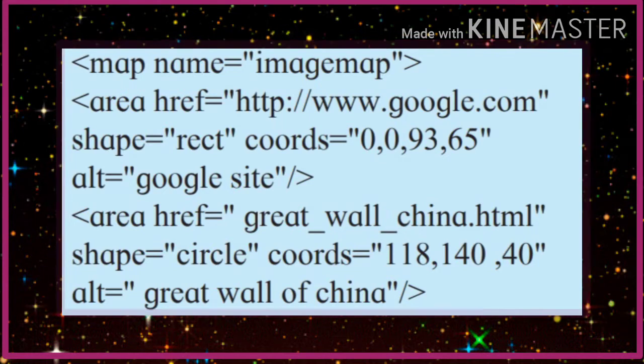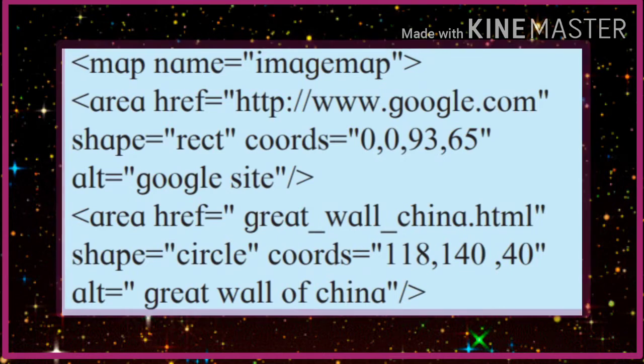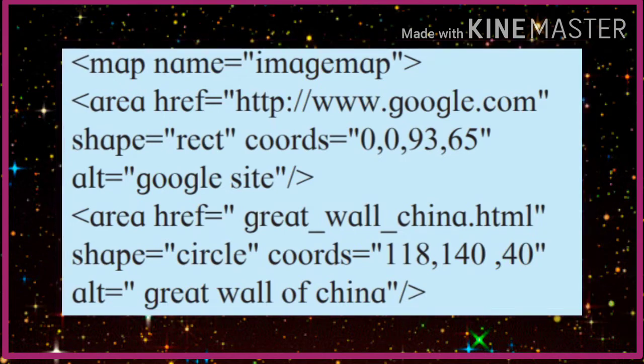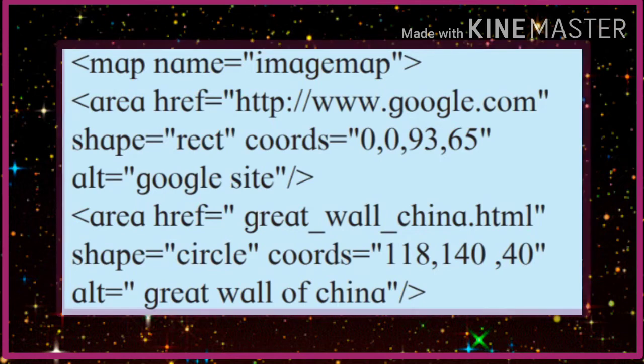First area tag defines the shape rect. Also, it specifies 3 attributes: href, coords and alt. Value of href attribute is google.com website. So, when you click this area, it will open google.com.